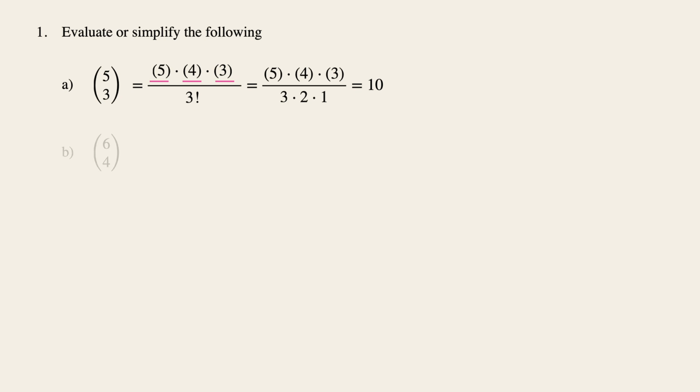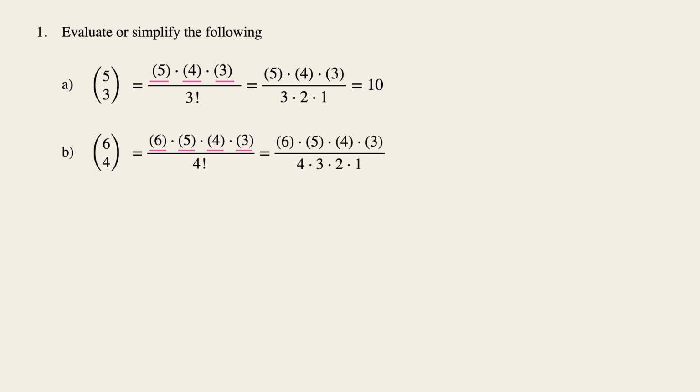Now let's try another one. 6 choose 4. See the 4 over here? Put 4 slots on the numerator and 4 factorial immediately in the denominator. So fill the slots again in the numerator with 6, 5, 4, and 3 in descending order by 1 unit each, and multiply them and divide it with 4 factorial to get a value of 15.